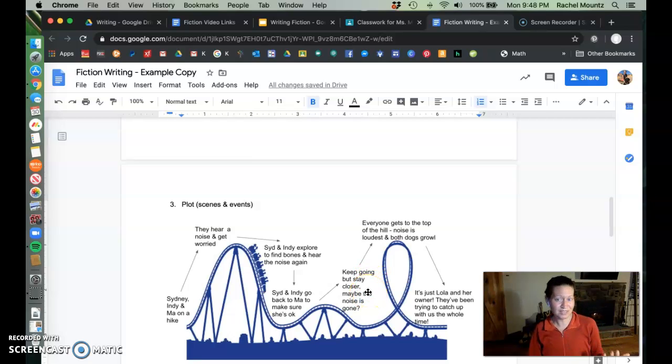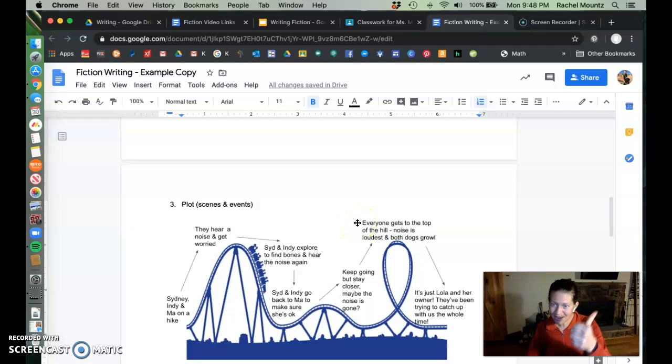Maybe we think the noise is gone. We haven't heard it in a while. We're almost to the top of the hill. Now look, my roller coaster goes all the way up really high, loops around. This is like the part of your roller coaster. This is the part of your story too, okay?